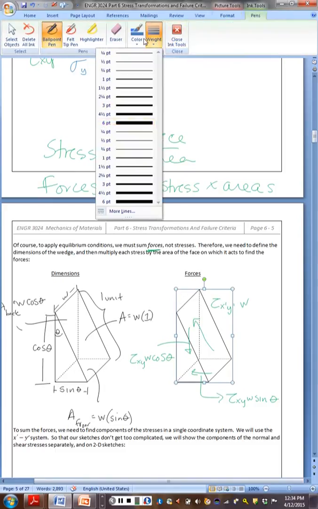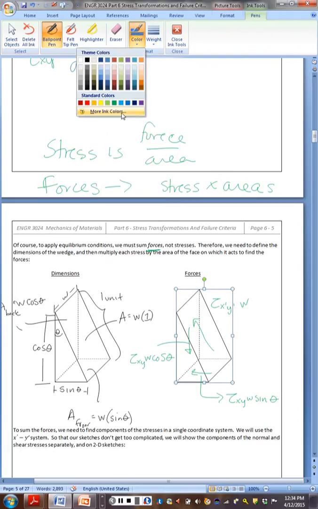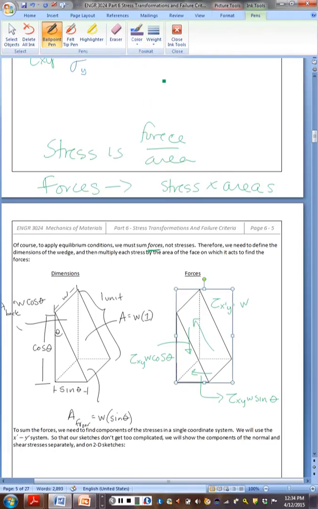And now for the forces due to the normal stresses.